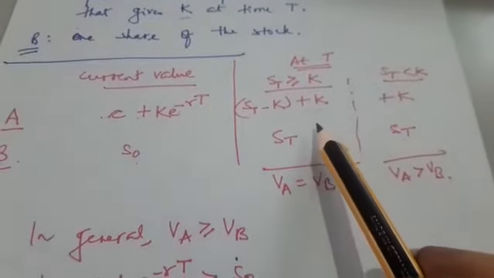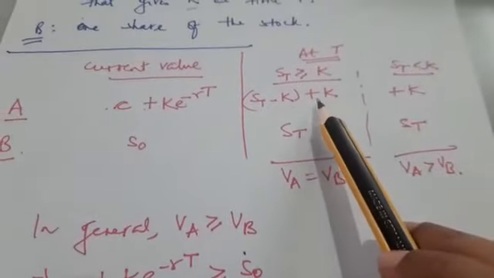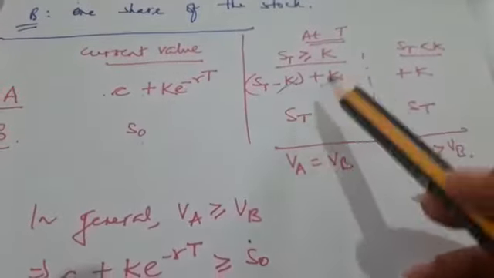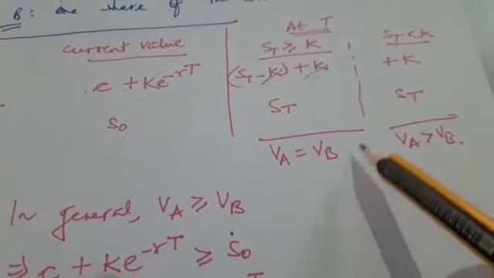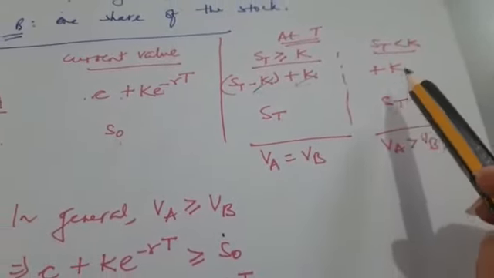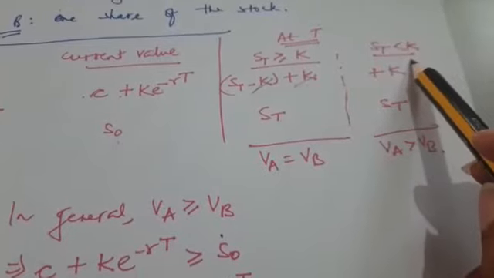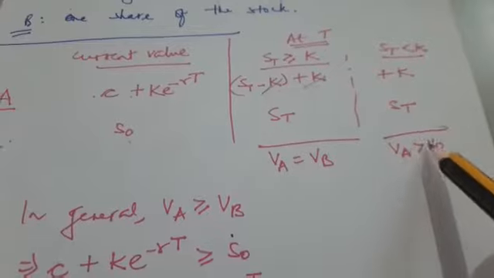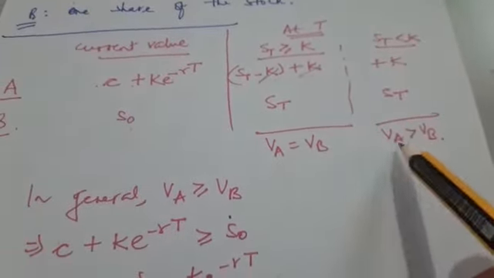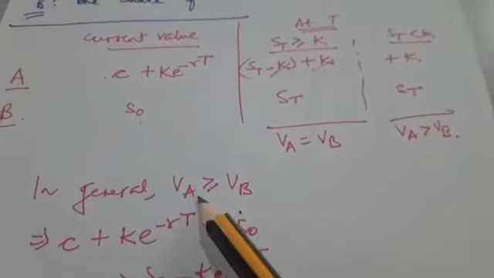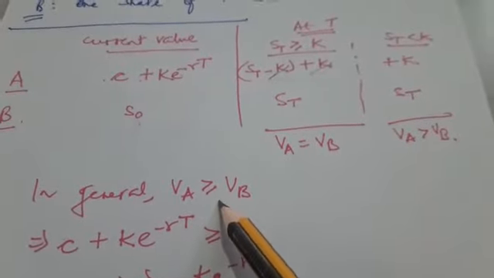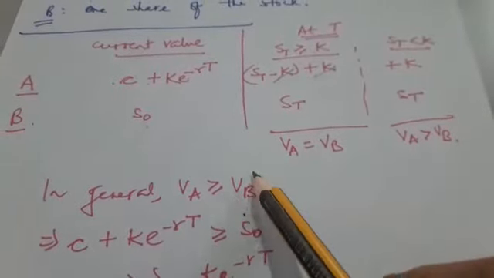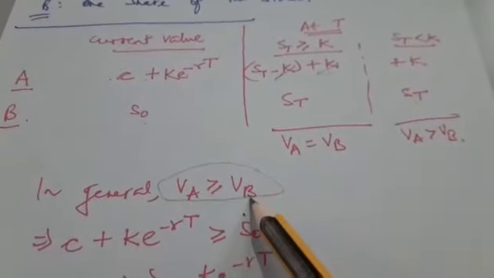Now what you notice in the first scenario is that the K's cancel, so the value is the same for both portfolios. But in the second scenario, because ST by assumption is less than K, the value of portfolio A has to be greater than the value of portfolio B. So in general, for the future, the value of portfolio A, V sub A, is always going to be greater than or equal to the value of portfolio B. Here we have taken into account both scenarios, and in general this has to be true.